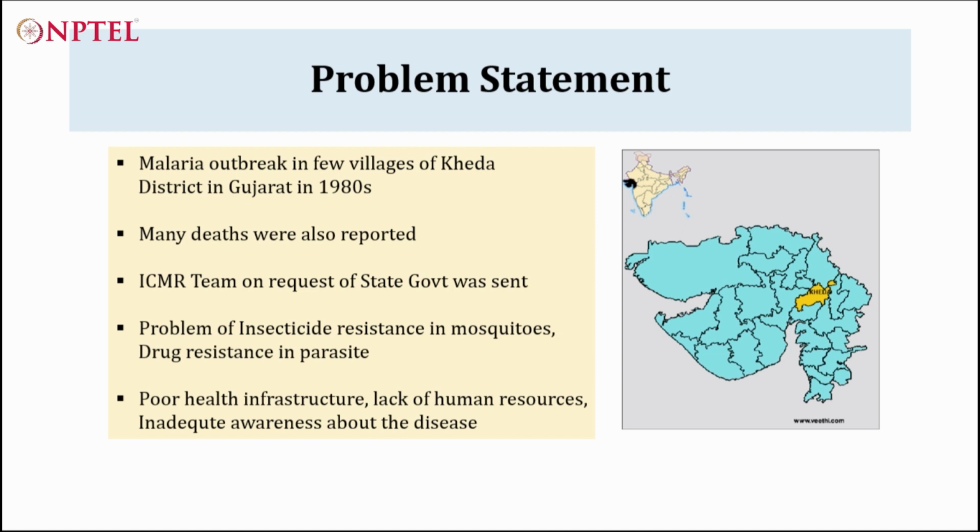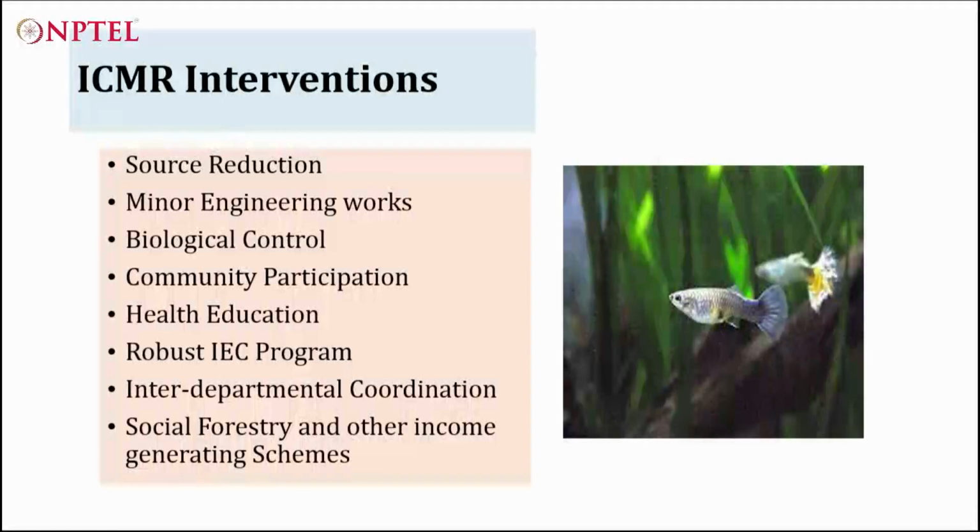The malaria outbreak happened in the 1980s. There were many deaths, and the ICMR team, on request, visited the state government, and there was a problem of insecticide resistance, because for the mosquitoes we use insecticides like DDT, BHC and malathion. So, mosquitoes were triple resistant against the insecticides, and there was drug resistance in the parasite. This was a big problem. Poor health infrastructure, lack of human resources, inadequate awareness about the disease in the community. So, this is the problem statement, and how we tackled it.